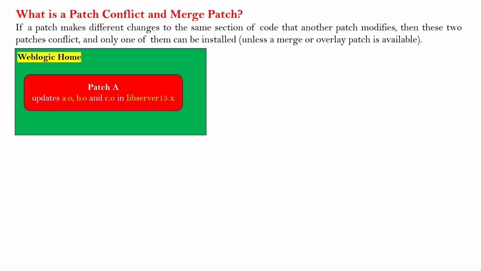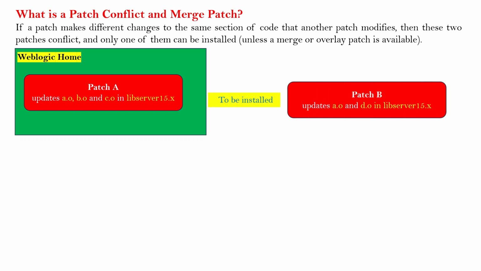For example, you have a WebLogic home where you have a patch A, which you have already applied. And this patch A is updating the A.O, B.O, and C.O code in the libserver15.x file. Suppose this libserver15.x is a code file of your WebLogic server, and patch A is updating three parts of that particular file, specifically marked as A.O, B.O, and C.O.